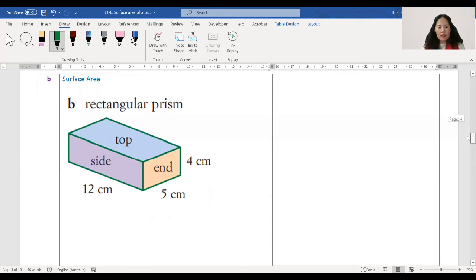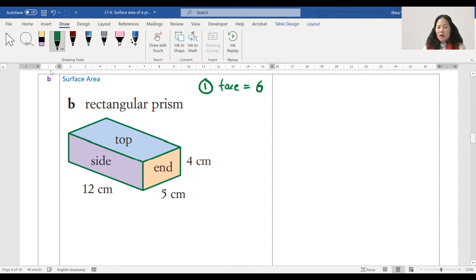All right, next one is rectangular prism, because it has rectangles. So let's have a look. The first step is how many faces we have. Close your eyes and think about how many walls around this box. I think you can see this is going to be 6.